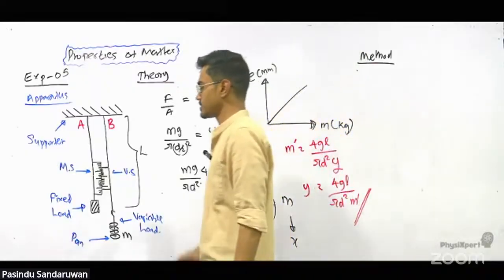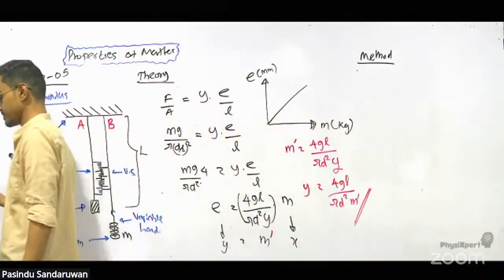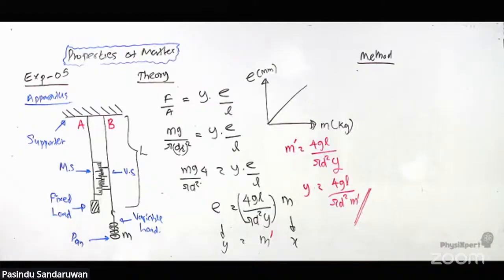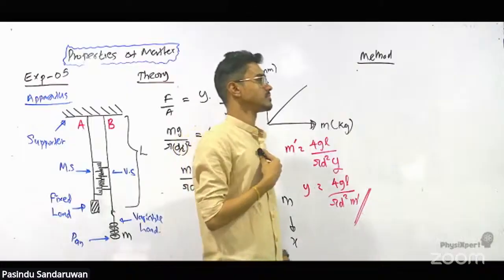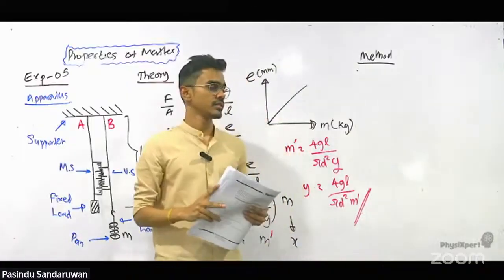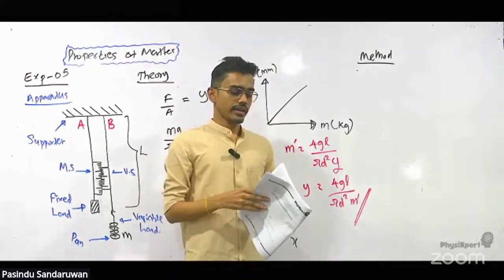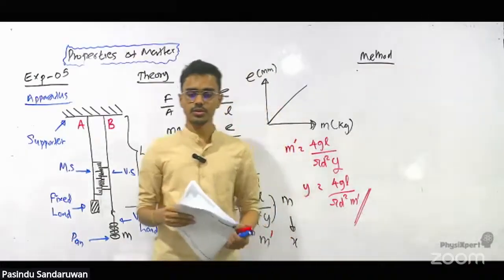Next point: connect the main scale and the vernier scale to wire A as shown.